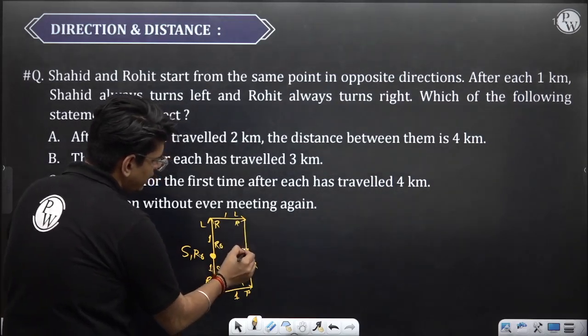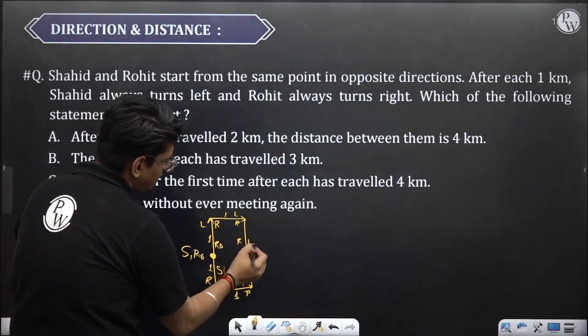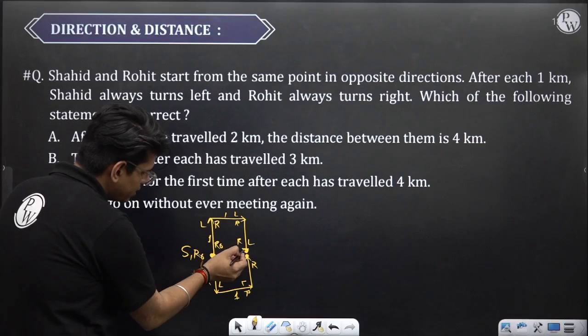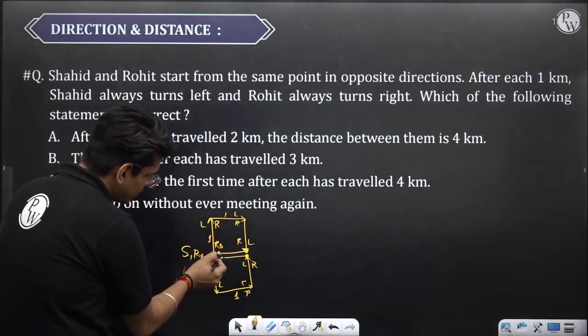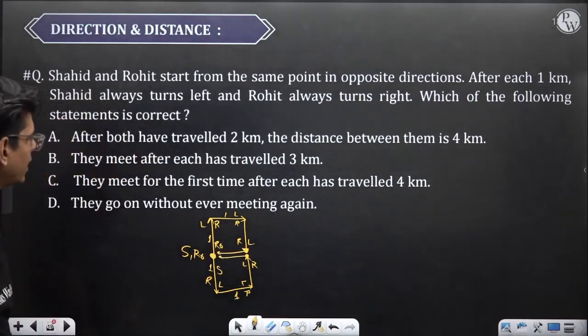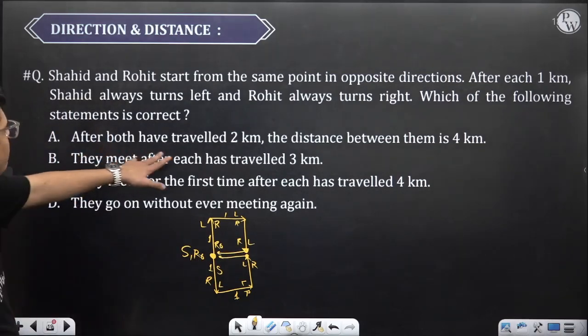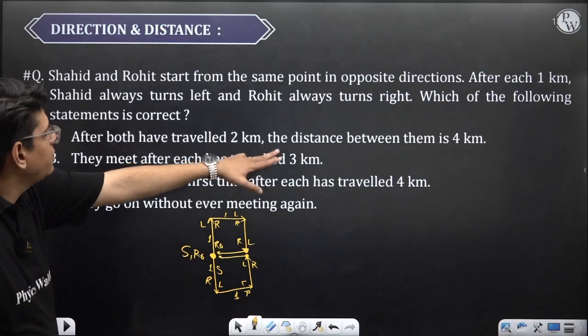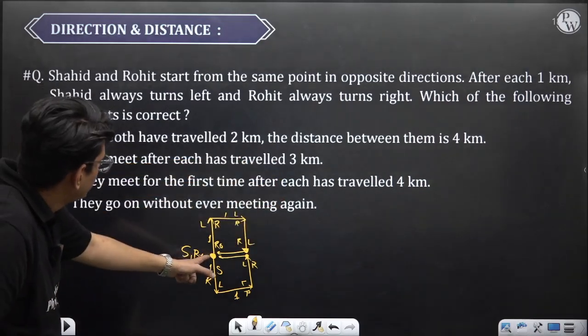Now, let's look at the options. This is his right, this is his left, right? After this, they will move this side and this side. Again, get to the starting point. After both have traveled 2 kilometers, the distance between them is 4. This is Rohit.